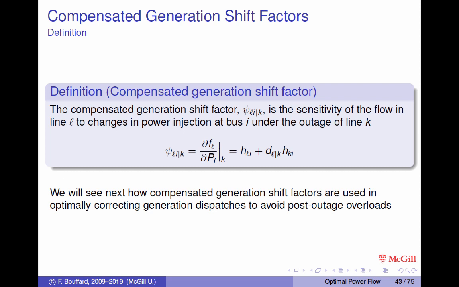So for the definition here, we're going to use the Greek letter psi. Psi Li given K is the sensitivity of the flow in line L to changes in power injection at bus I under the outage of line K. And here the change in the injection at bus I has to be equally compensated for at the slack node of the system.